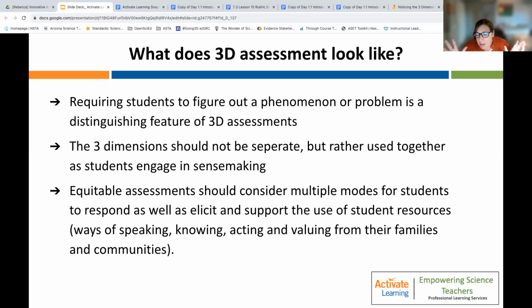But really, here are some of the takeaways, right? Making sure we have a phenomena or problem. We have to have that in the entry scenario. The 3Ds are never separated. We don't just assess models without the model being tied to the core idea, being tied to a crosscutting concept. They are never in isolation. Equitable assessments should have multiple modes for students to respond. So thinking of that diverse sense making, ways of speaking, knowing, acting, and valuing.